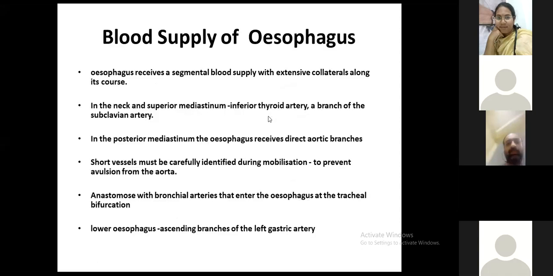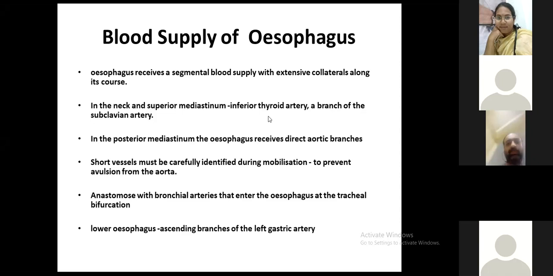So next it is the blood supply of the esophagus. The esophagus receives segmental blood supply along its length. In the neck and the superior mediastinum, the inferior thyroid artery, a branch from the subclavian artery, is the predominant artery which supplies the esophagus. In the posterior mediastinum, the esophagus receives direct aortic branches.